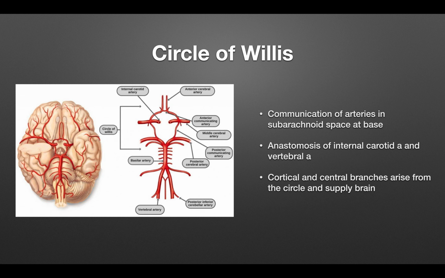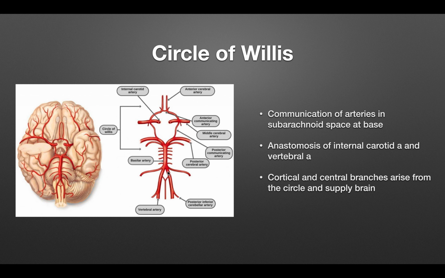Okay, so going through it again, this is actually known as the circle of Willis. So it's a communication of the arteries in the subarachnoid space at the base of the brain. And importantly, it's an anastomosis of the internal carotid artery and the vertebral artery. The vertebral arteries come from the vertebra, of course, and those will join in one big trunk called the basilar artery. So if you ever get a basilar stroke, that's bad news, because look how much it supplies along with the communication.